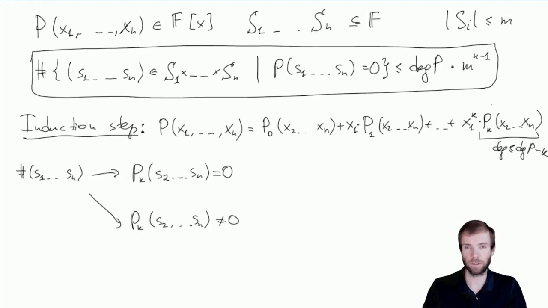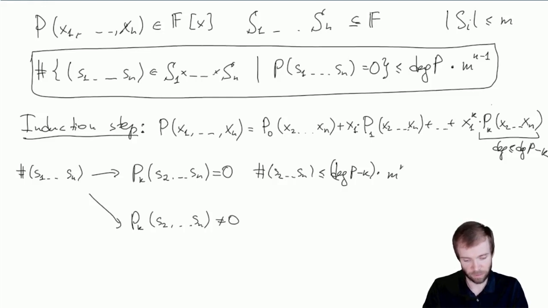So thus we can apply the induction hypothesis to polynomial pk and say that if pk vanishes, then the number of ways to choose s2 through sn does not exceed, by the induction hypothesis, the degree of the polynomial, which does not exceed itself deg p minus k, times m to the power 1 less than the number of components here, so that's n minus 2 we have here. And each of these tuples can be augmented to a complete tuple from S1 through Sn in at most m ways, because there are at most m ways to choose the variable x1.